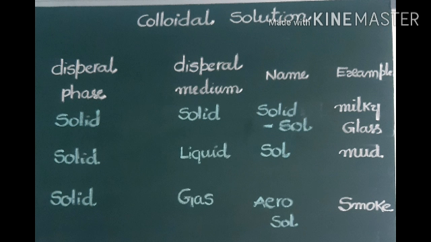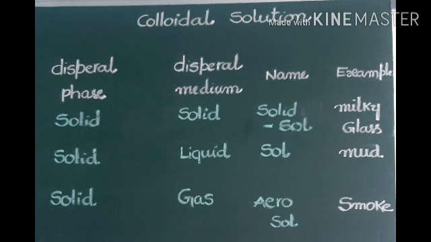Let us observe some common examples of colloids. Those are dispersed phase, dispersion medium, and type of colloids. The first example: dispersed phase is solid and dispersion medium is solid, then the type of colloid is solid sol, and the example is milky glass. The second one: dispersed phase solid, dispersion medium liquid, type of colloid is sol, and example mud. And the third example: dispersed phase is solid and dispersion medium is gas, type of colloid is aerosol, and best example smoke.